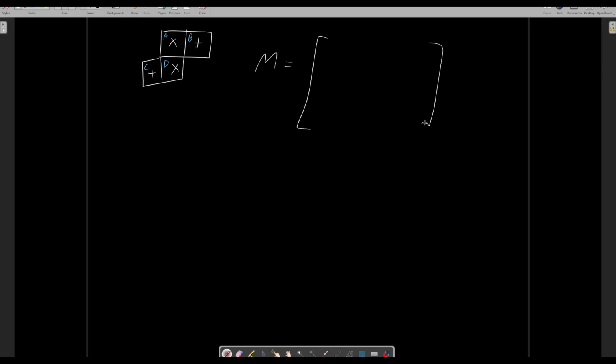Nonetheless, let's solve this just like we did before. Light A affects lights A and C when clicked. Light B affects lights A and B. C affects C and D. And finally, D affects B and D. This is our transformation matrix.